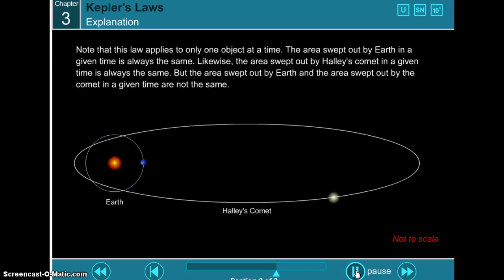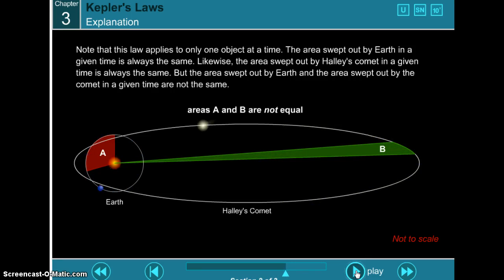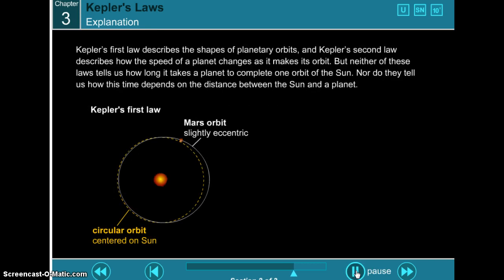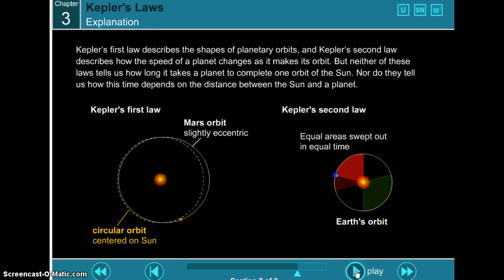Note that this law applies to only one object at a time. The area swept out by the Earth in a given time is always the same. Likewise, the area swept out by Halley's Comet in a given time is the same. But the areas swept out by the Earth and Halley's Comet are not the same. So we can only compare one object at a time. Kepler's first law describes the shape of the planetary orbits, but his second law describes how the speed changes as it makes its orbit. But neither of these laws tells how long it takes a planet to complete one orbit of the sun, nor does it tell us the time depends on the distance between the sun and the planet.